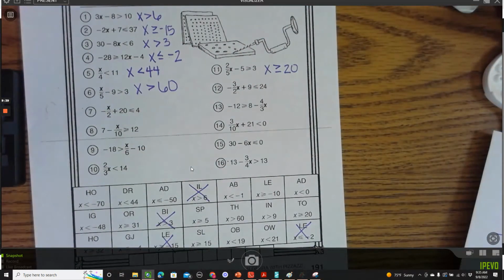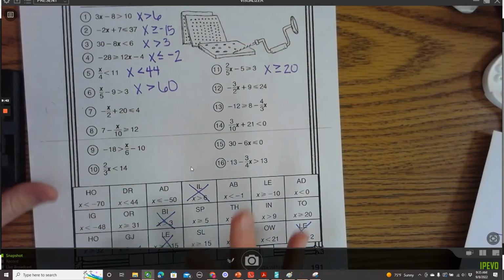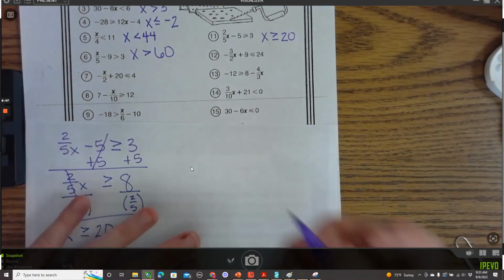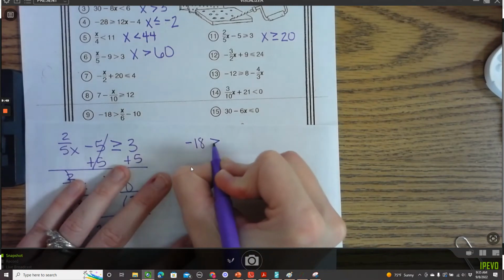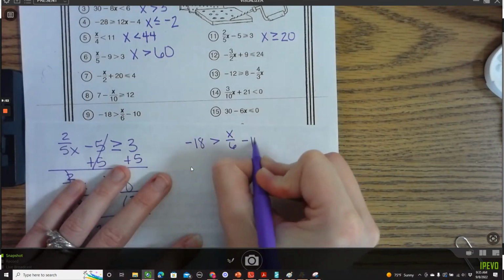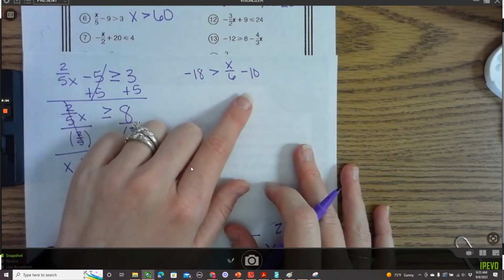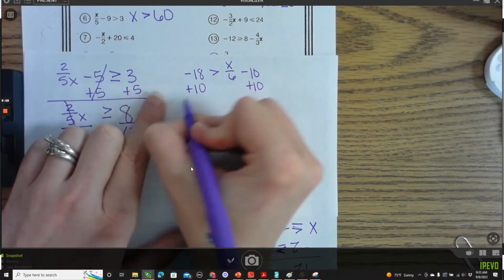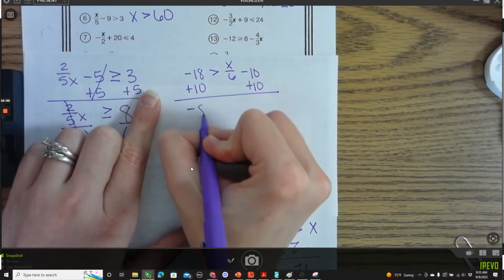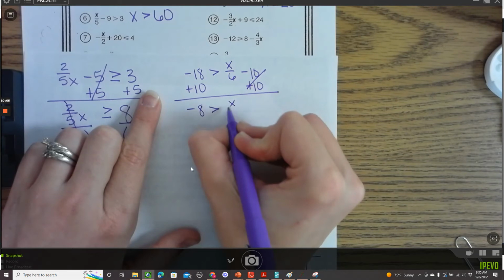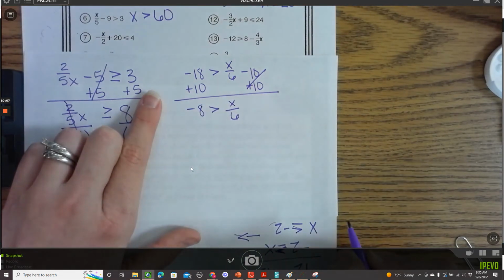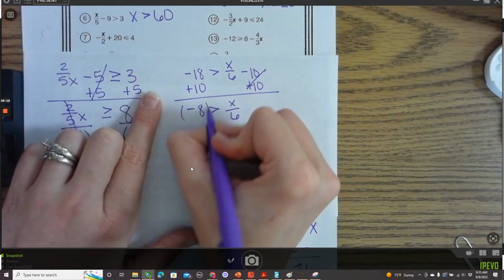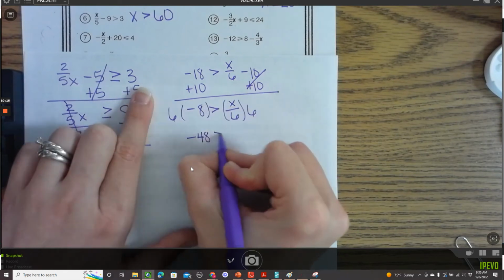There was one more that I wanted to do. Let's do 9. All right, 9. Negative x over 6 minus 10. All right, what do I do first? Add 10. Negative 8. That cancels. Okay. And now what do I do? So this times 6, this times 6, so negative 48.